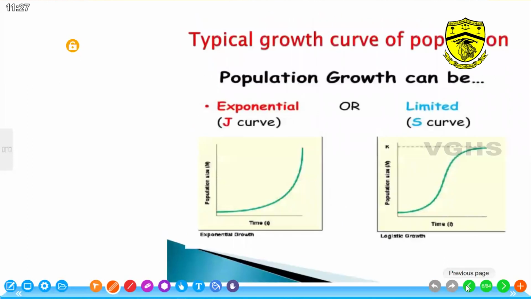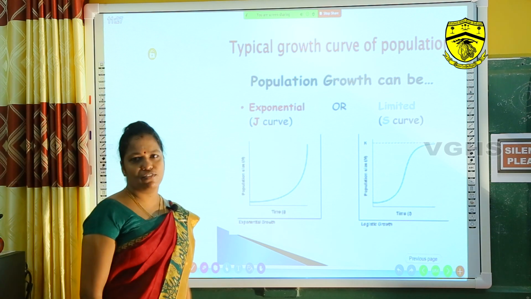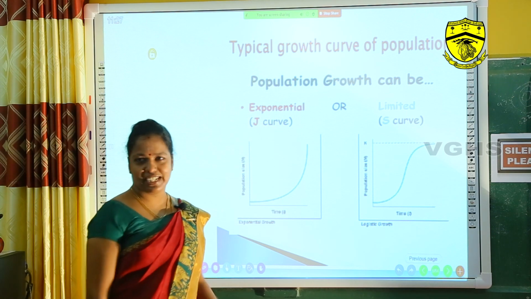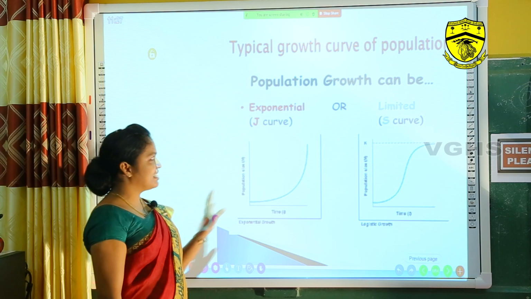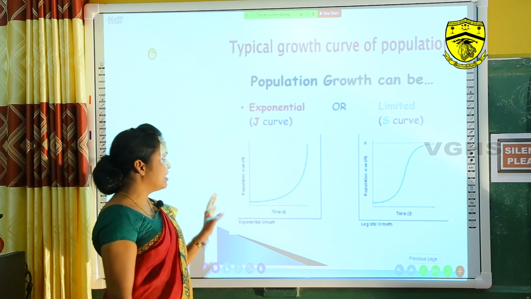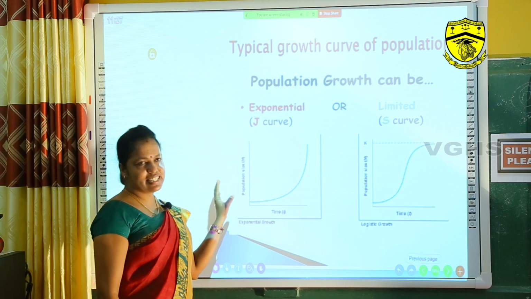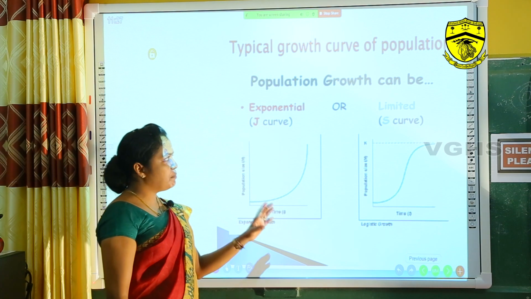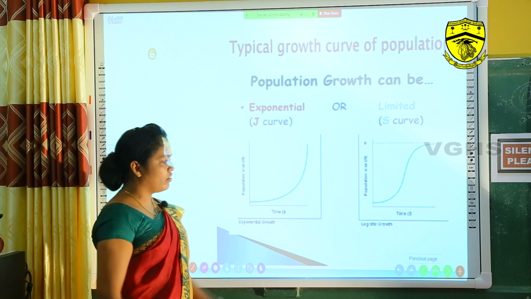Next one, this is a typical growth curve of populations, exponential and limited. This is not included in the mathematics part; this is only a curve. Remember that: the J curve is the exponential one, and the limited S curve is logistic growth.